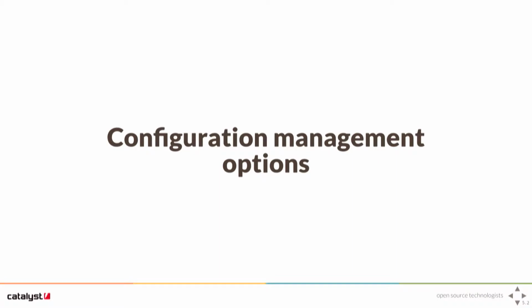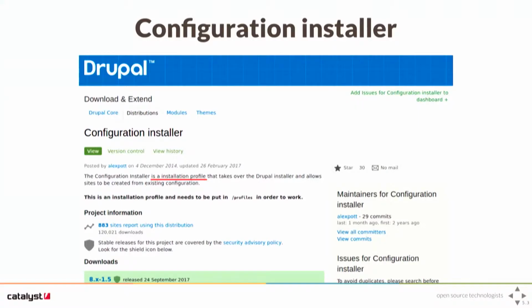So, what are the options we had? What could we do to manage the config when we're working this way? So we can't export it as a bulk config. So the first thing I did was hunt around and I found this configuration installer. And I went, this looks great, until I realized it's an install profile. I can't have two install profiles. This is not going to work for me. This actually looks pretty cool, but wasn't going to work for my needs.